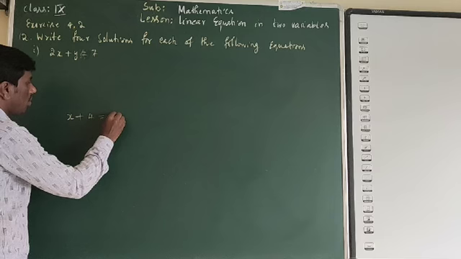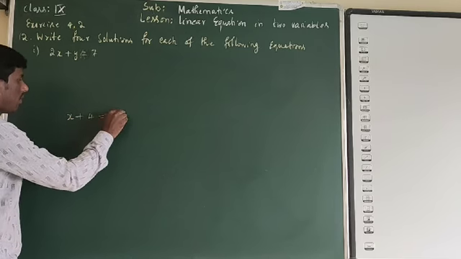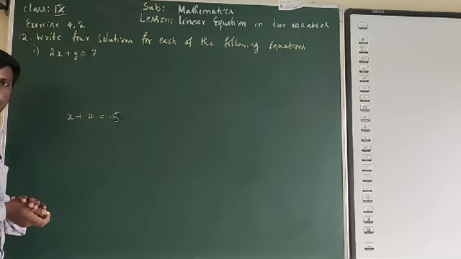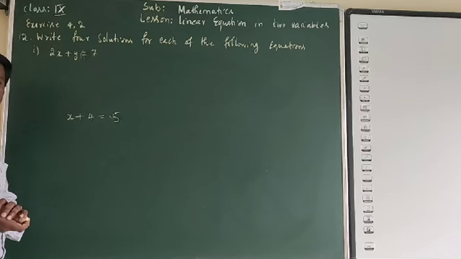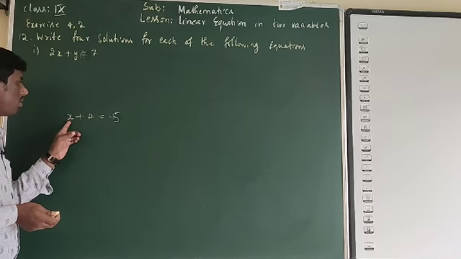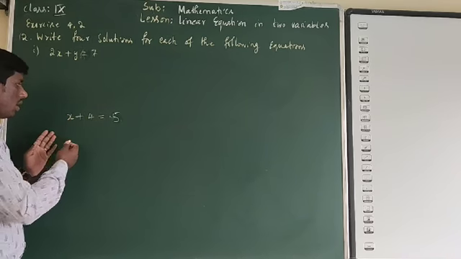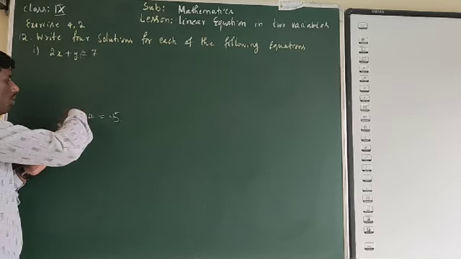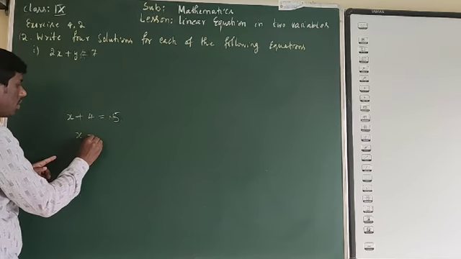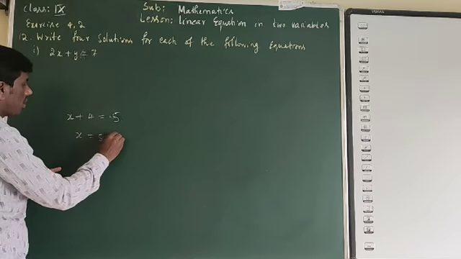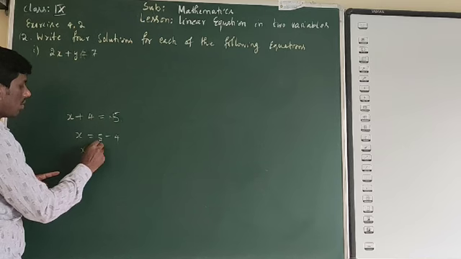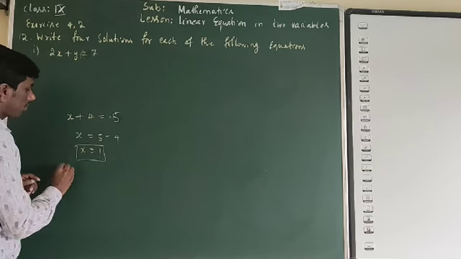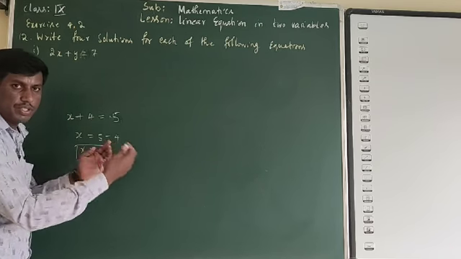In class 8, we studied linear equation in one variable. For example, x plus 4 is equal to 5. This is a linear equation in one variable. What is the variable here? x is the variable. To find the solution, what is the rule? Send 4 to the other side, keeping x there, and 5 on the other side. If you send 4 to the other side, it becomes minus 4. So x is equal to 5 minus 4, which is 1. That means x is equal to 1 is the solution.